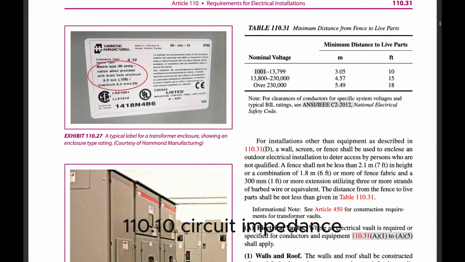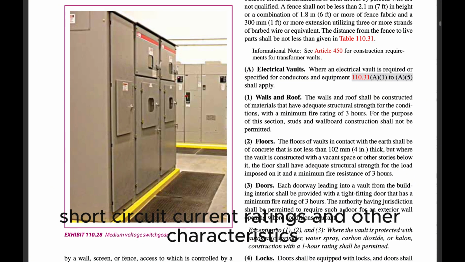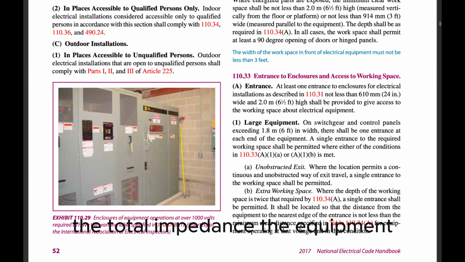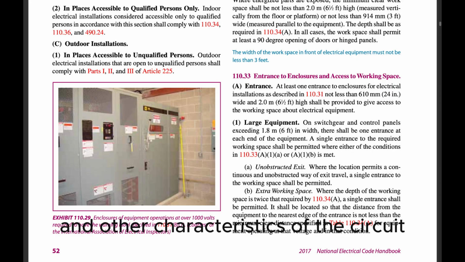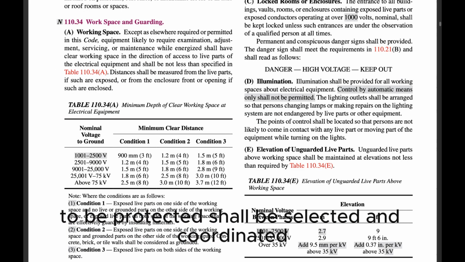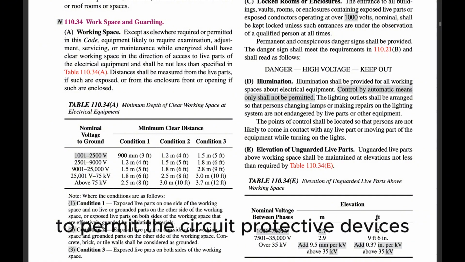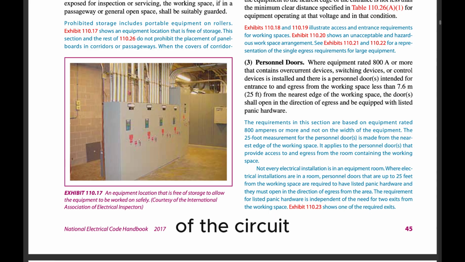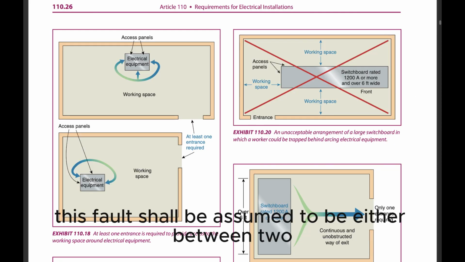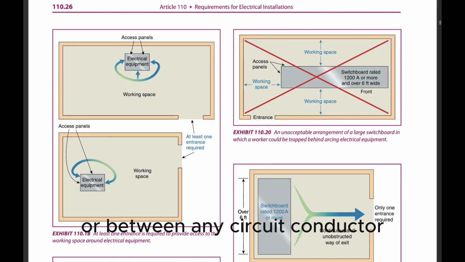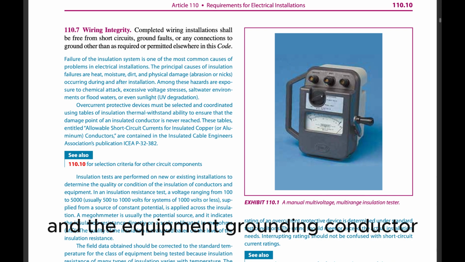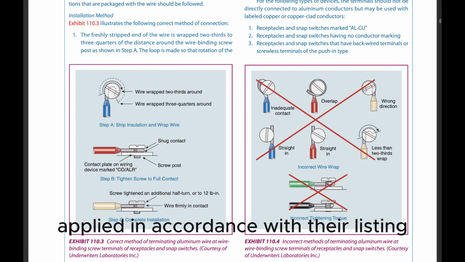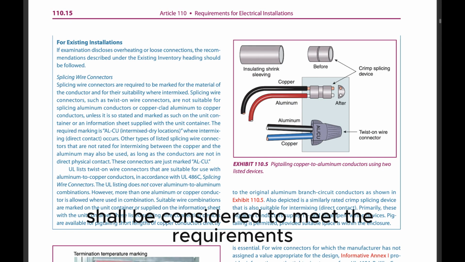110.10 Circuit Impedance, Short-Circuit Current Ratings, and Other Characteristics. The overcurrent protective devices, the total impedance, the equipment short-circuit current ratings, and other characteristics of the circuit to be protected shall be selected and coordinated to permit the circuit protective devices used to clear a fault to do so without extensive damage to the electrical equipment of the circuit. This fault shall be assumed to be either between two or more of the circuit conductors or between any circuit conductor and the equipment grounding conductor as permitted in 250.118. Listed equipment applied in accordance with their listing shall be considered to meet the requirements of this section.